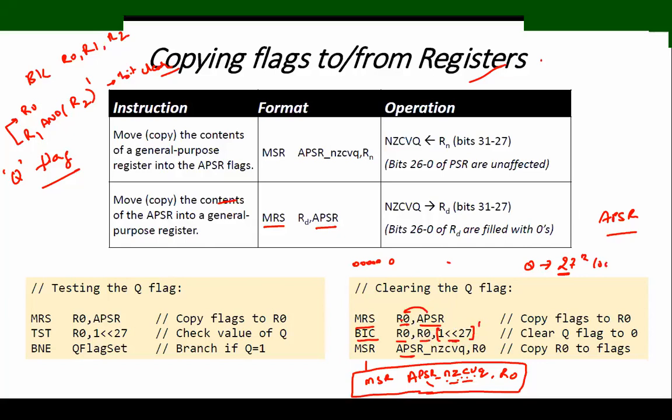Ultimately, using MSR, the first one that we saw, the contents of R0 are moved to flags. So I am not directly changing the Q value to 0. I am first making the value 0 in the register, and those values I am moving to the flags. That's the only way that I can clear the flag. So these two instructions are special, MSR and MRS.